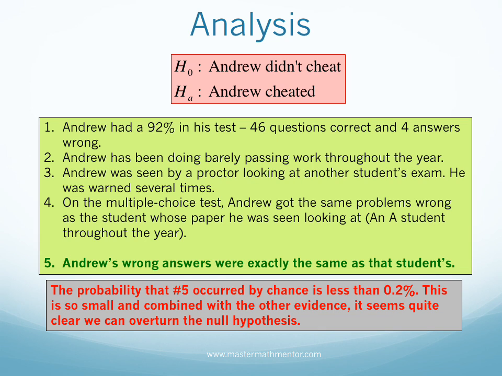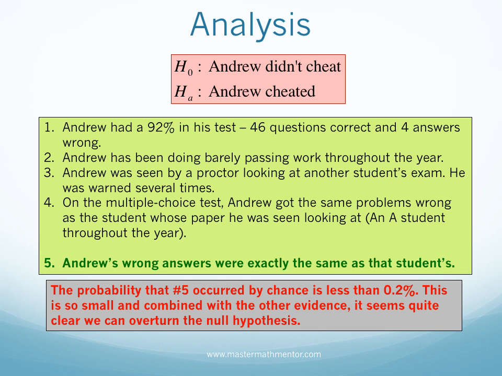Finally, the last and most damning evidence. Not only did he get the same 4 problems wrong, he answered them with the same wrong answer as that other student. By sheer guessing, the chances that Andrew would answer any question the same as that student is 1 out of 5, or 20%. So the chances that he would answer 4 questions the same as that one student is 1 out of 5 raised to the 4th power, or 1 in 625.